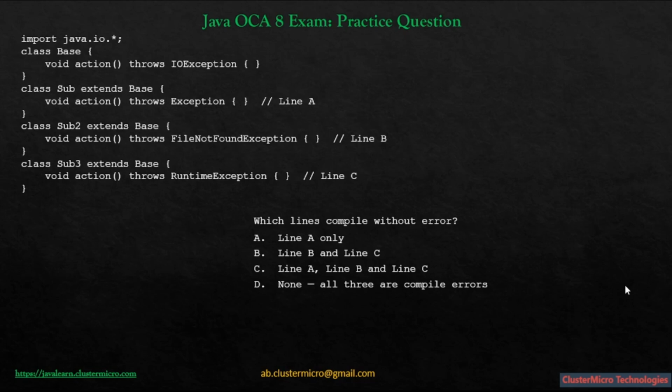In class Sub2, the method is void action throws FileNotFoundException. FileNotFoundException is a subtype of IOException. This is more specific, not broader. Any caller that handles IOException will also handle this. So this is valid. It will compile fine. In class Sub3, however, the method is void action throws RuntimeException. RuntimeException is unchecked. So Java does not force callers to handle unchecked exceptions. So this does not break anything, and unchecked exceptions are always allowed in overrides. So this is valid. It will compile fine.